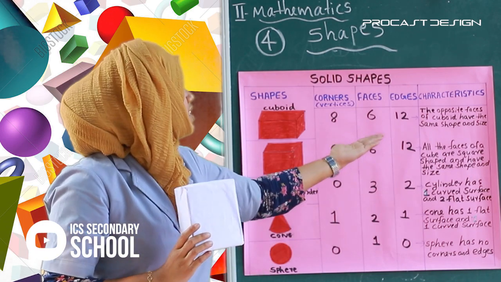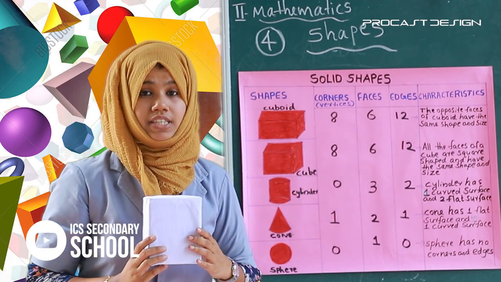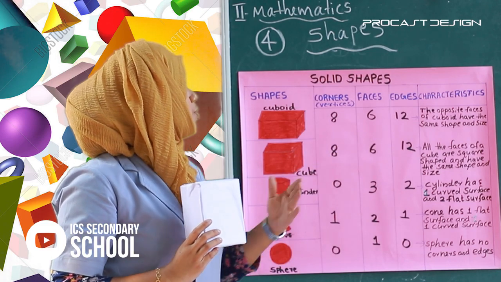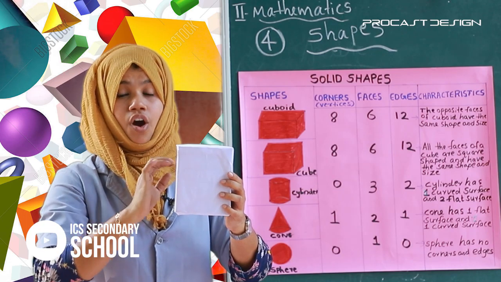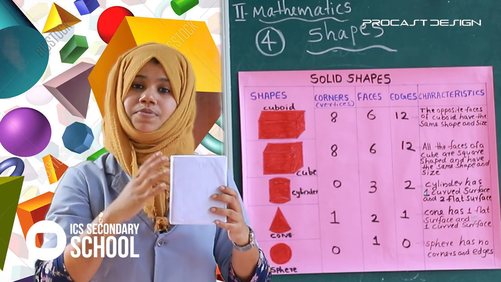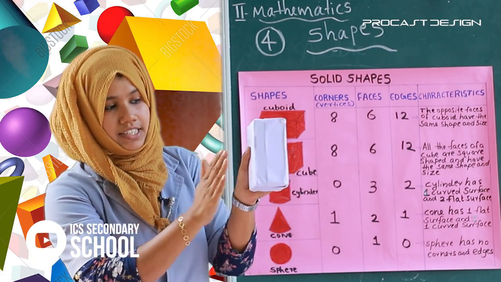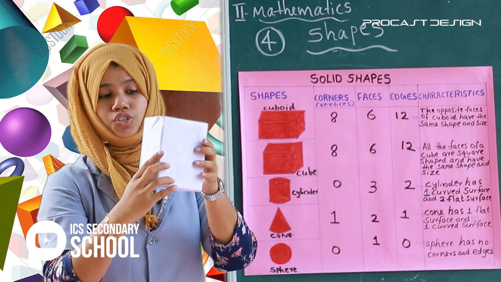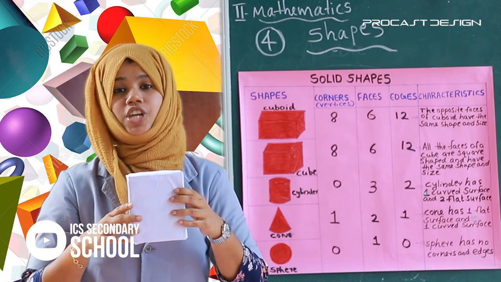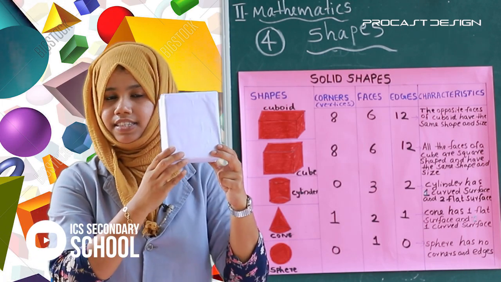So what is the speciality? The opposite faces of a cuboid have the same shape and size, like this. This is the opposite side. So the opposite sides are the same shape and size. And this is the cuboid.